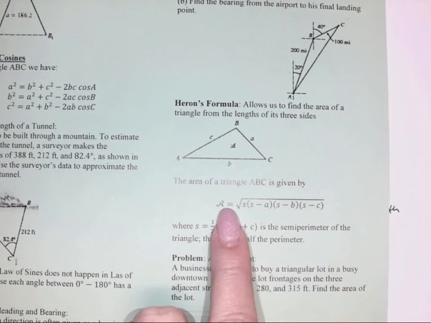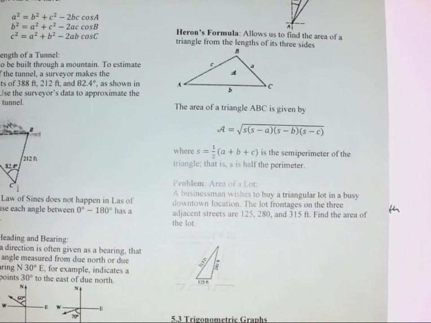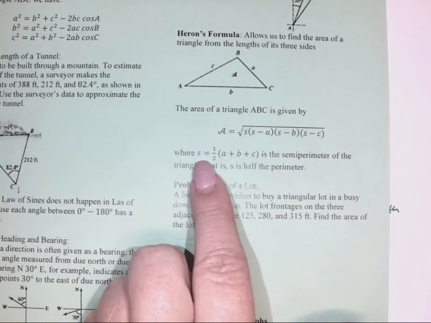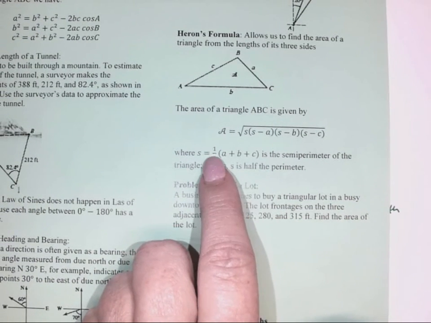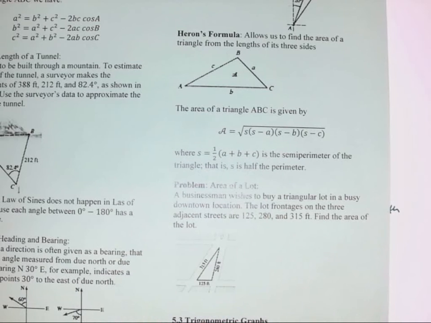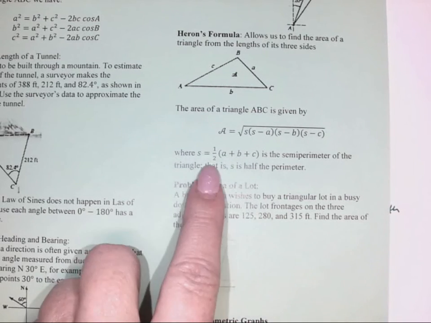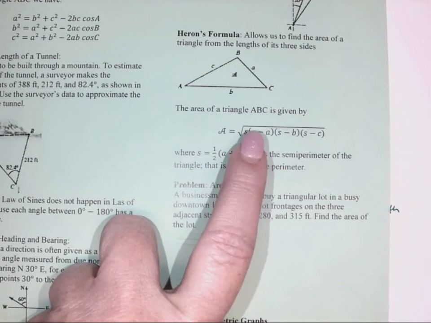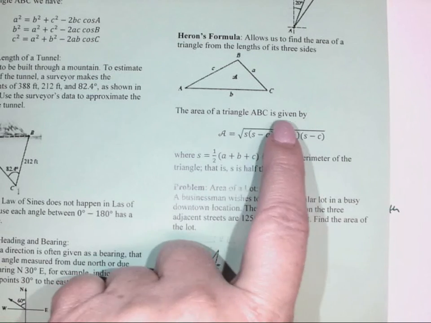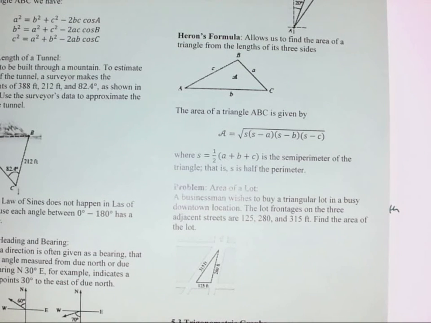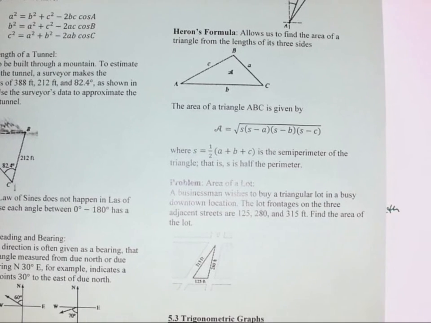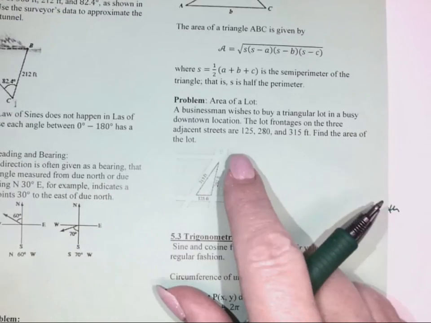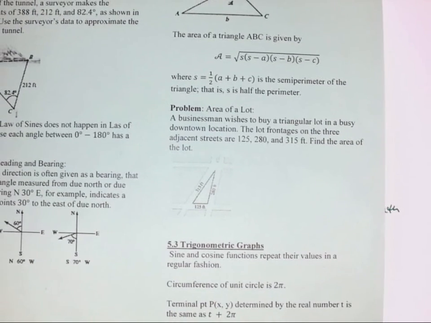So it's given by A is equal to the square root of S times (S minus a) times (S minus b) times (S minus c), and S is going to be 1/2 of those three sides added together. So basically, half of the perimeter, the semi-perimeter. You're going to take your S and multiply it by that semi-perimeter minus each of the sides, and then take the square root of it. So we are going to use that to find, with this problem, the area of a lot.